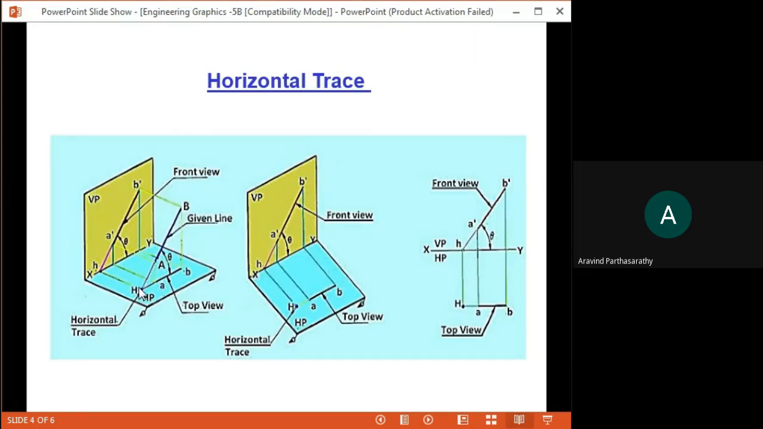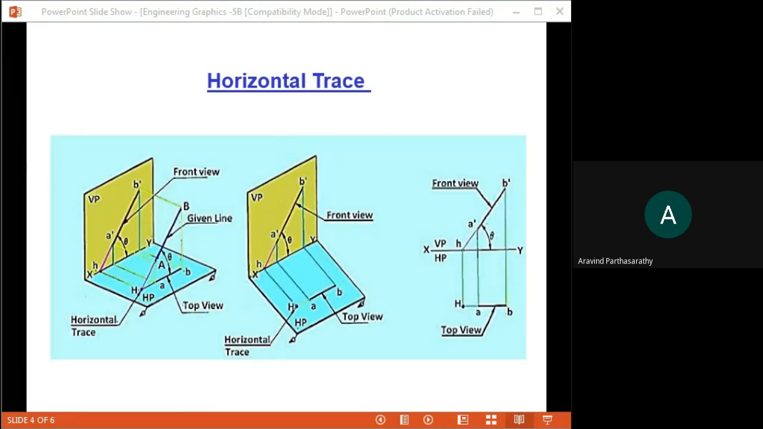Where it is originated, where it is coming from. When we trace something, it is a trace. So the H represents the tracing point, and you can show it also in the VP plane, that is small h. Capital H and small h. So I hope you all understood what the horizontal trace and the vertical trace are.